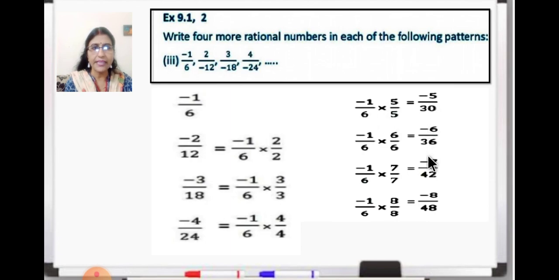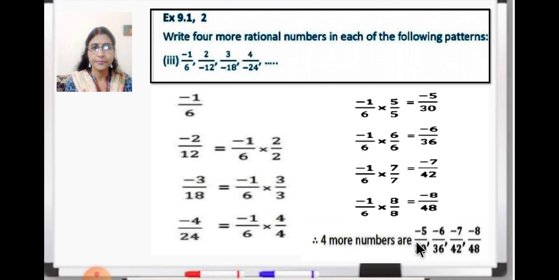So you can see here we got 4 more rational numbers. Here minus 5 upon 30 we got. Here minus 6 upon 36. Minus 7 upon 42. Minus 8 upon 48. So this way we got next 4 rational numbers. So therefore 4 more rational numbers are, these are the numbers which is written here. So this way you have to complete this pattern. You have to write 4 more rational numbers. So this way I hope you all have followed this method. So those 2 questions you can easily do it.